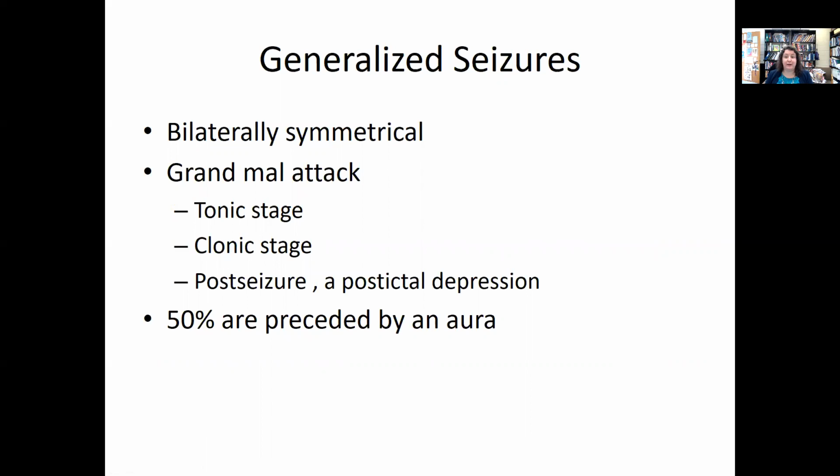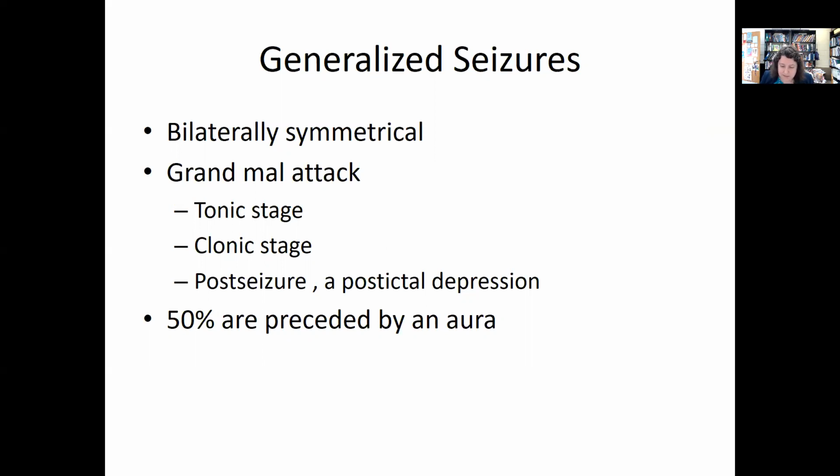Generalized seizures have bilaterally symmetric onset, so both sides of the brain. Grand mal seizures are what we typically think of when we think of seizures. These are the seizures you see in movies, where the person is often violently convulsing on the floor. There are tonic and clonic aspects to these seizures. And post-seizure, you might have some issues recovering from that.